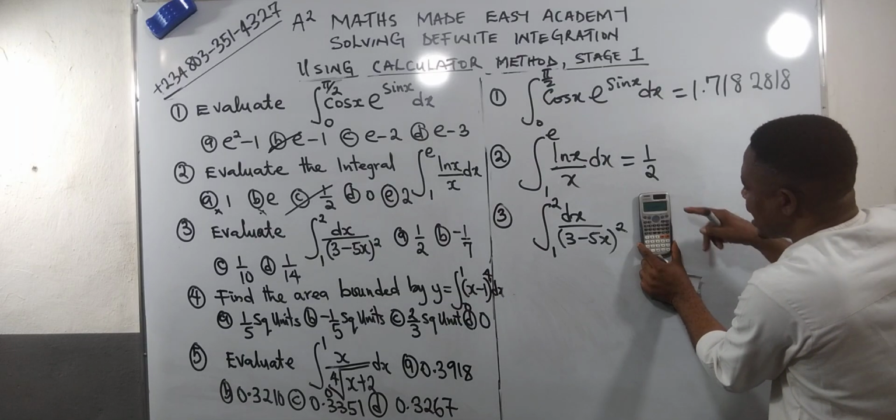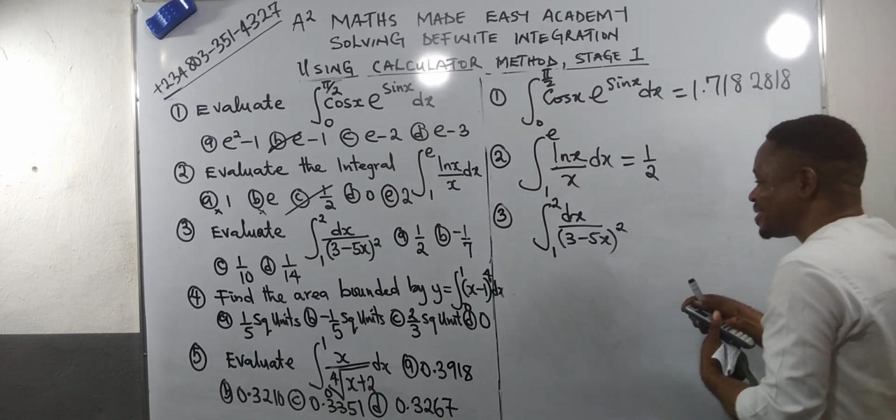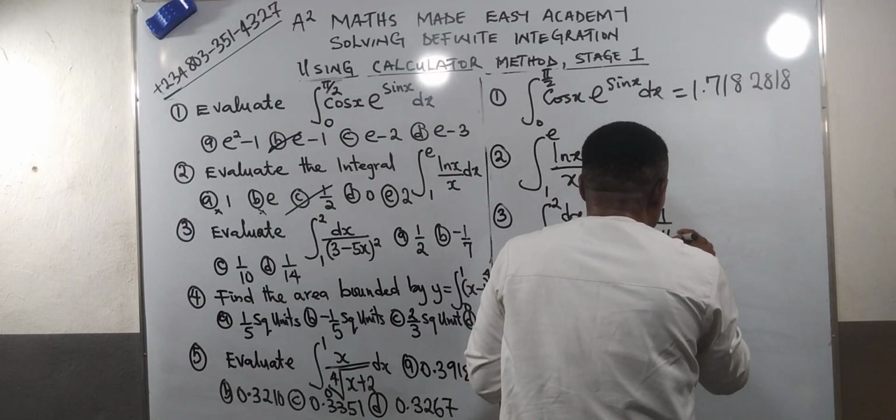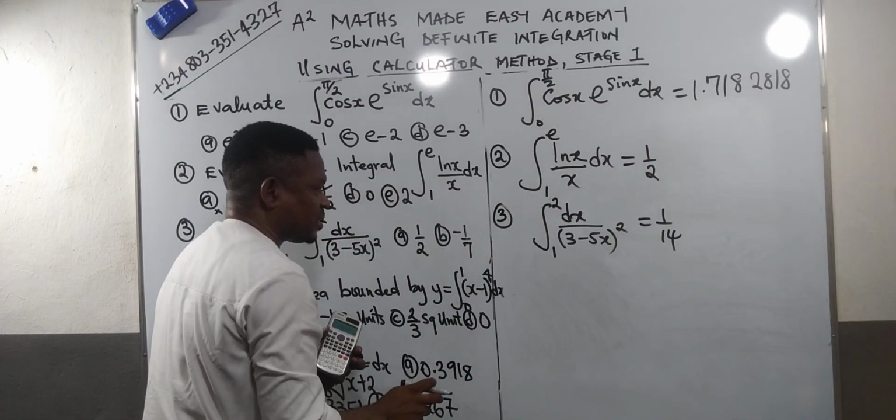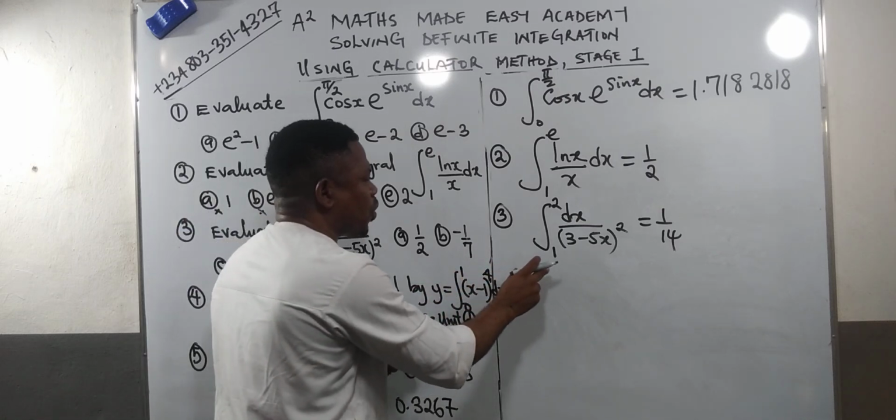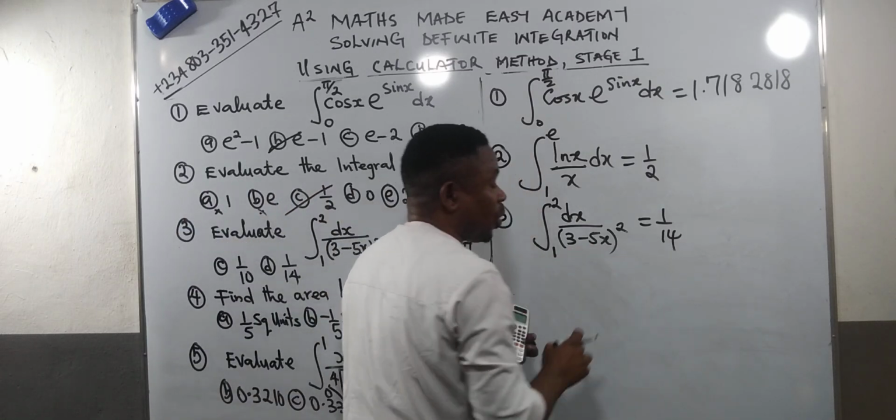Oh my goodness, the answer is 1 over 14. What is the answer? 1 over 14. I think we have solved something like this in my previous videos using what we call the normal method and the shortcut method.